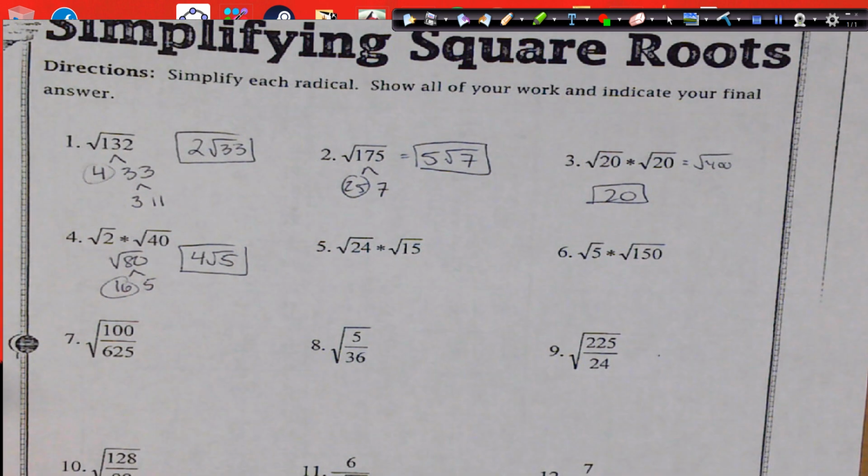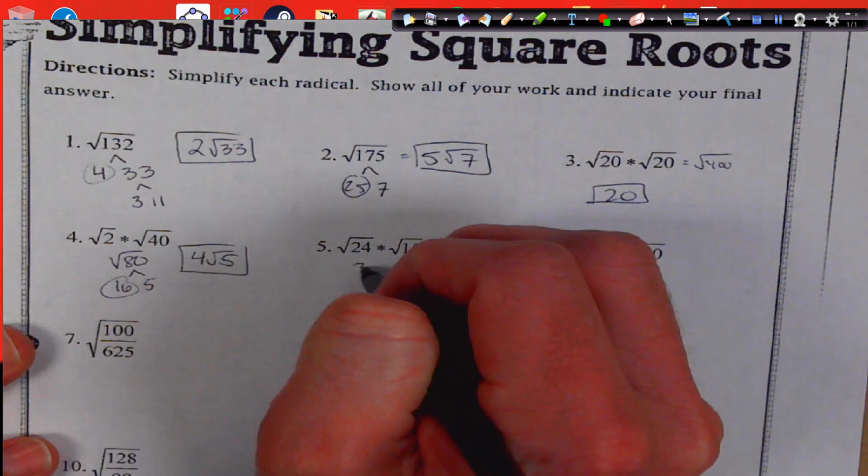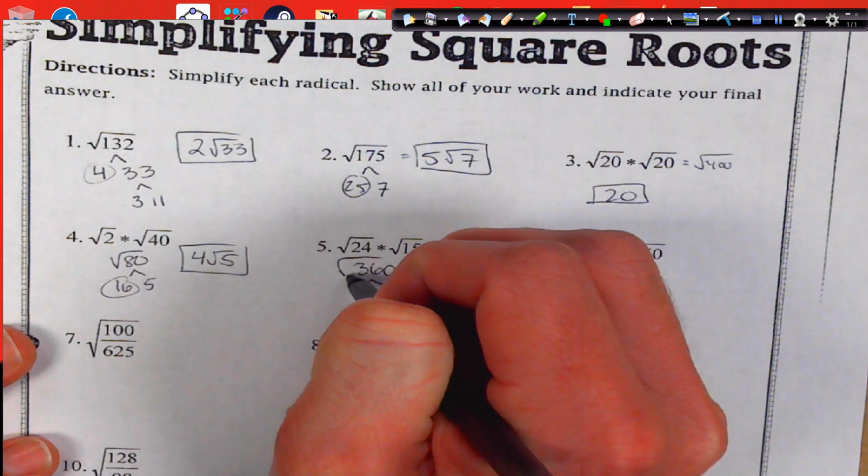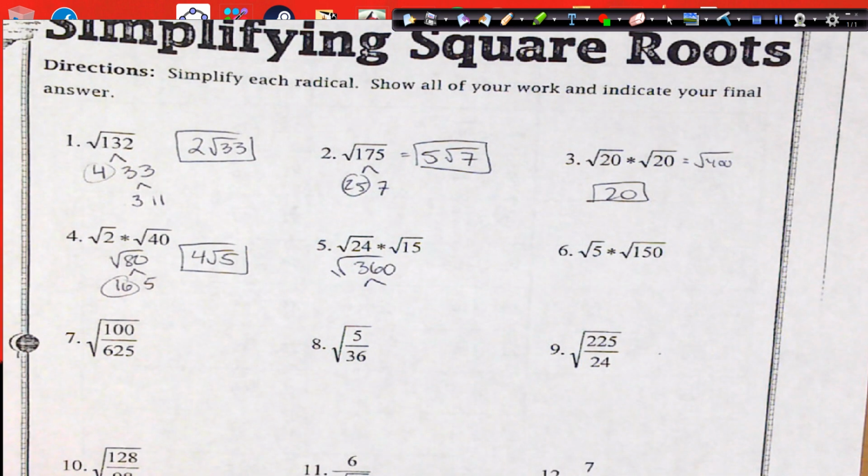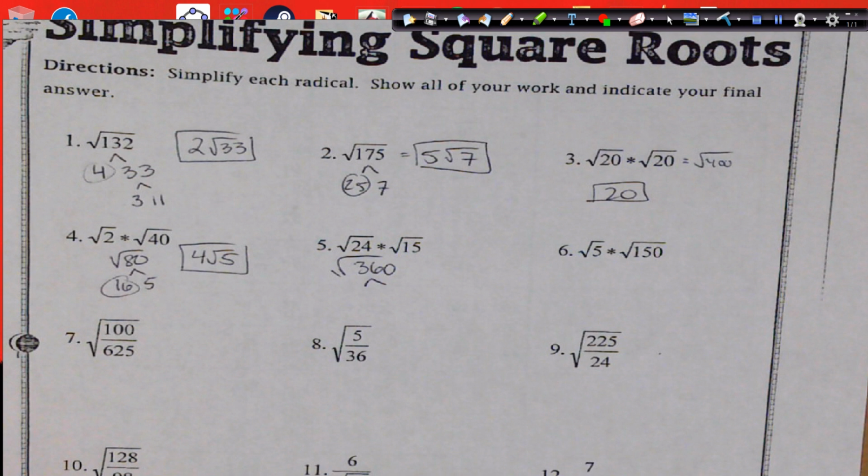24 times 15 is the square root of 360, and we're going to go ahead and break that down. Again, I like to try bigger ones. So does 16 go in? No. Let's see. 25 won't go in.